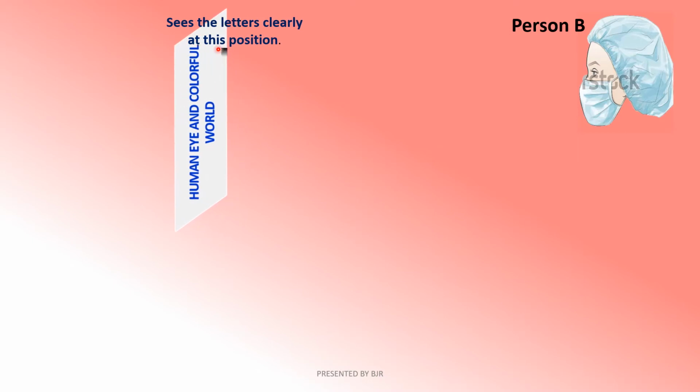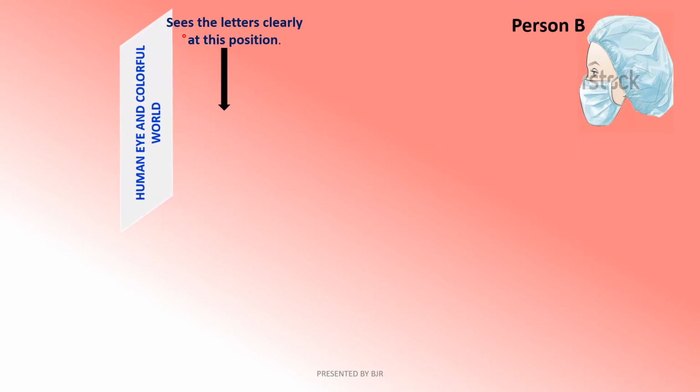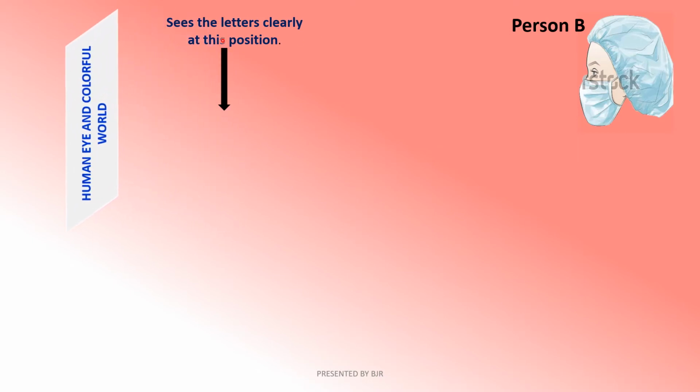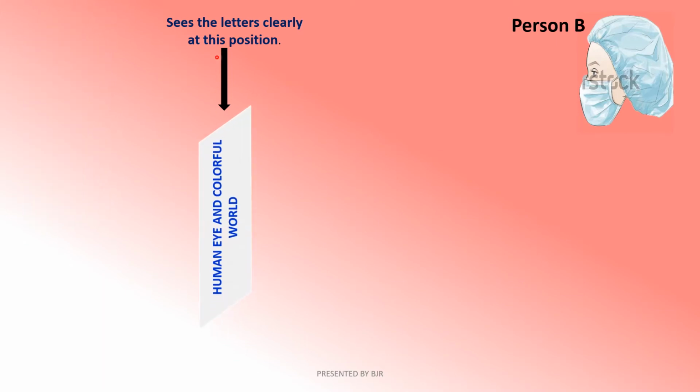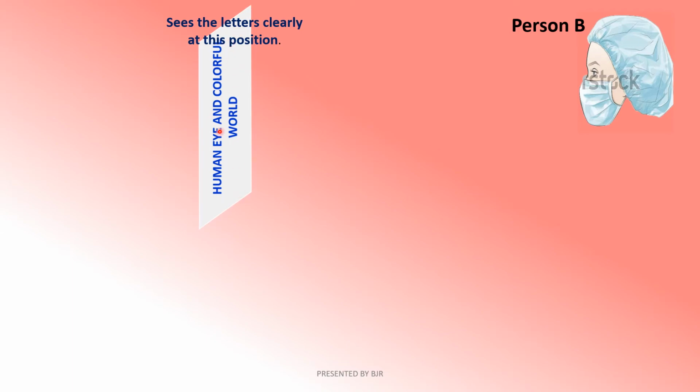Now I am moving back. I will check where she can see the printed letters clearly. Yes. Now she sees the letters clearly at this position. Here. Okay. Now we have to measure the distance from her eyes to this paper. Let us measure the distance.